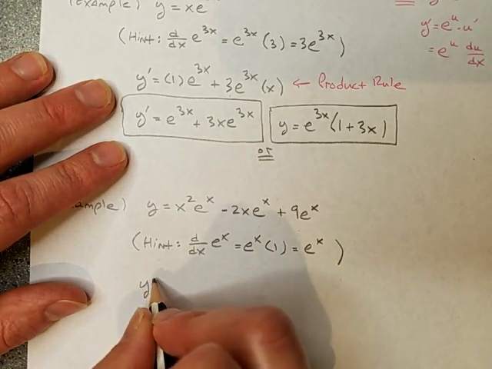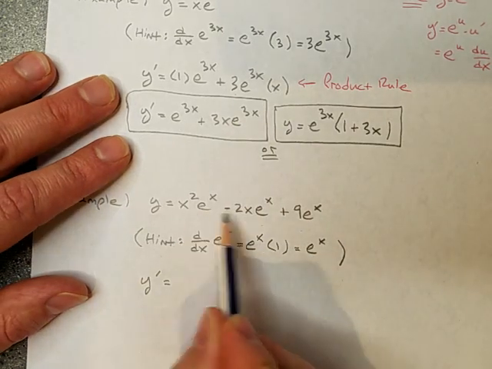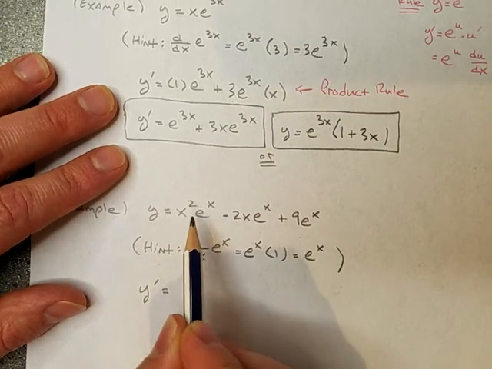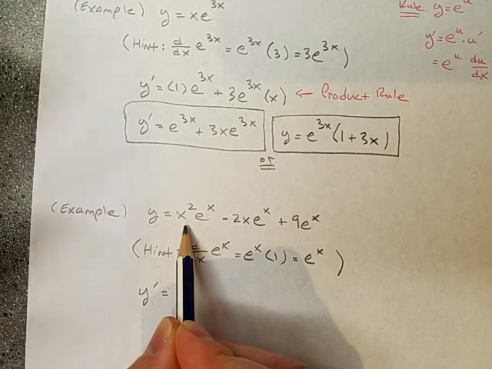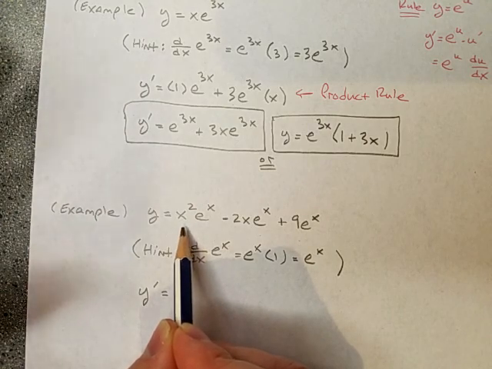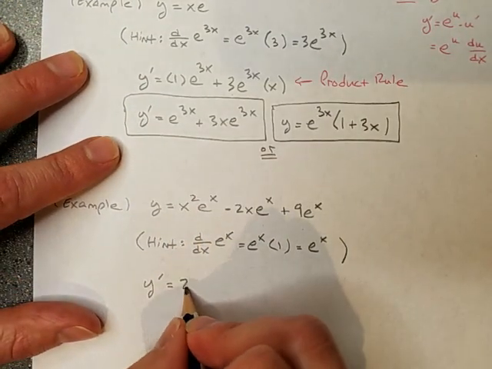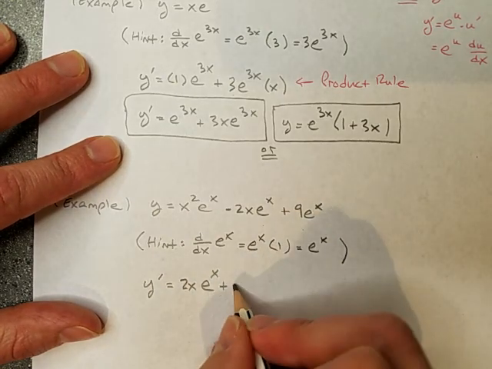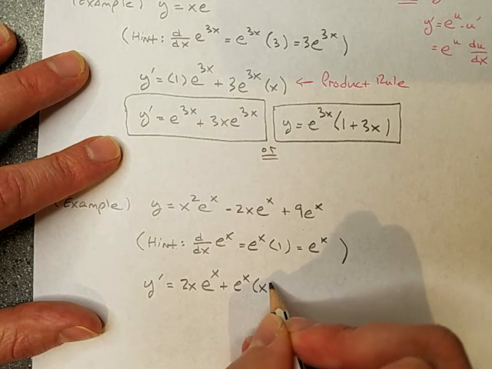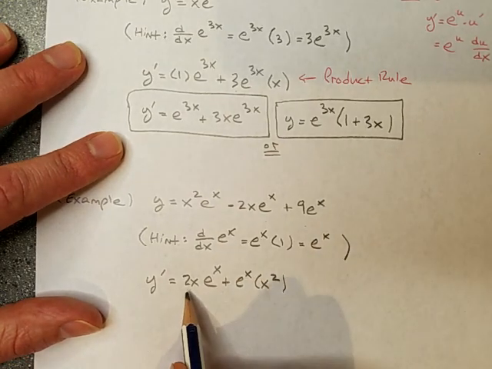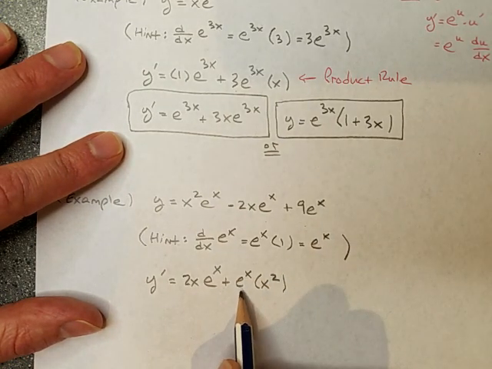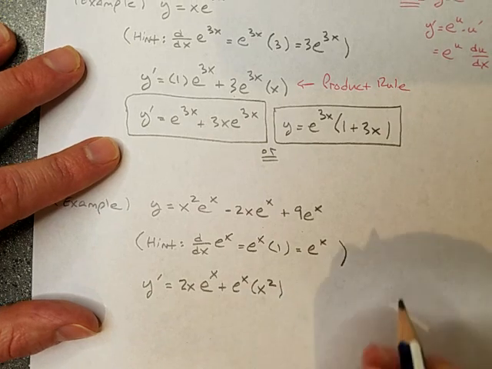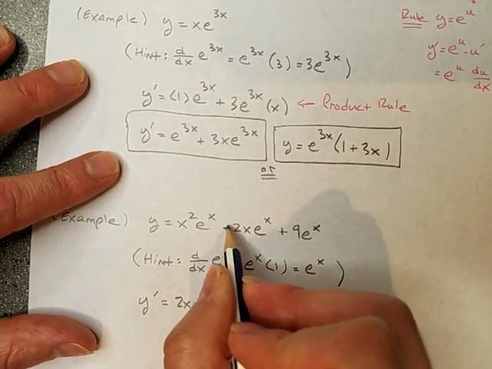Let's do this problem now. I would have to use the product rule individually twice. Like when I find the derivative of x squared e to the x, that's product rule. Let's do that part first. 2x e to the x plus e to the x times x squared, right? f prime g plus g prime f. We're done with that. What about this minus? Carry it down.